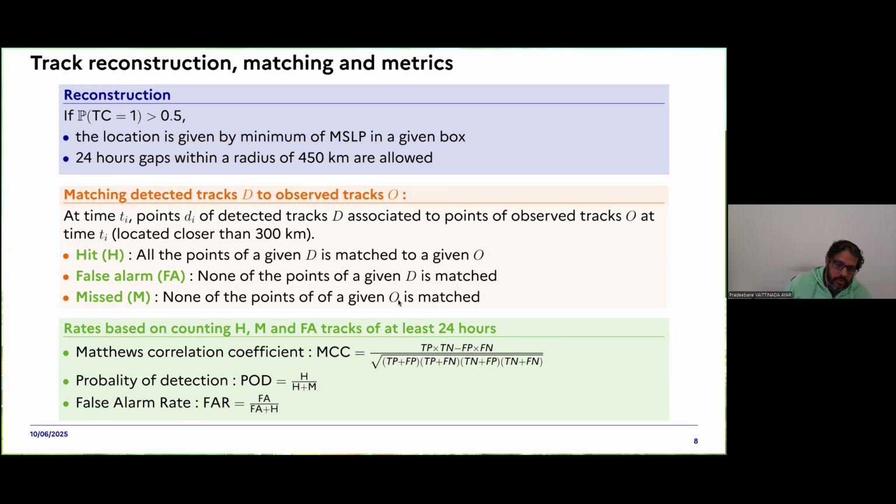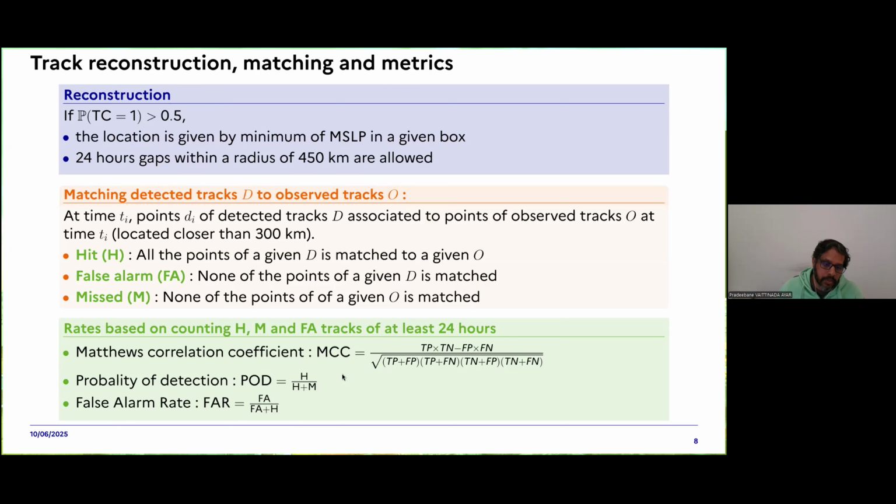And to evaluate the quality of my tracker, I have three metrics. First, the Matthews correlation coefficient, just to assess the quality of the binary classification, because here we have a basic binary classification problem. It's a ratio between the true positives, true negatives, false positives and false negatives. You can somehow interpret it as a basic correlation. The closer to one, the better it is.